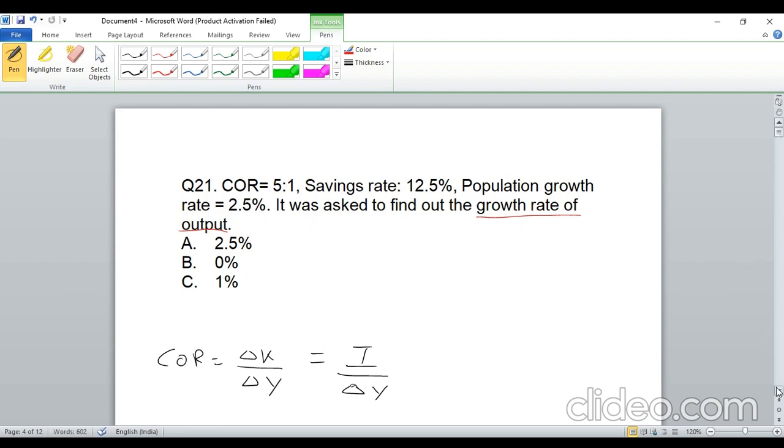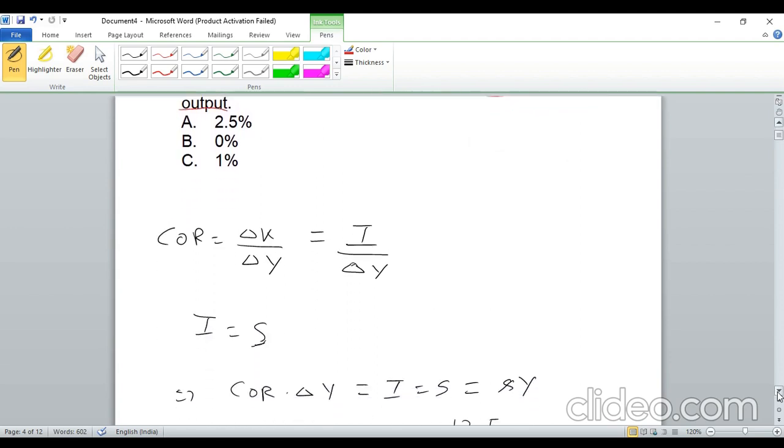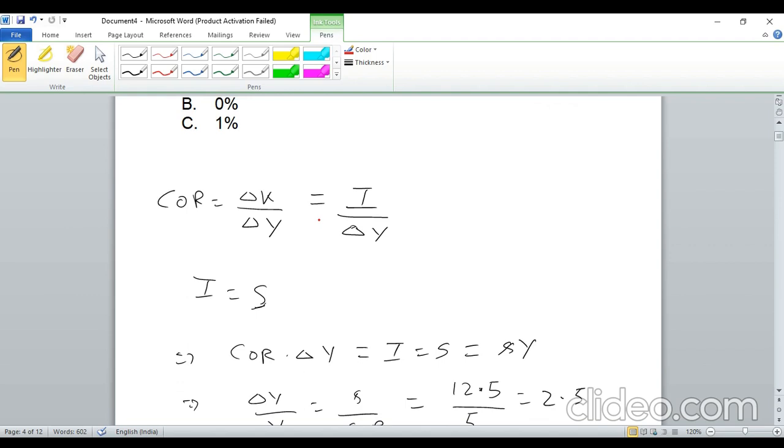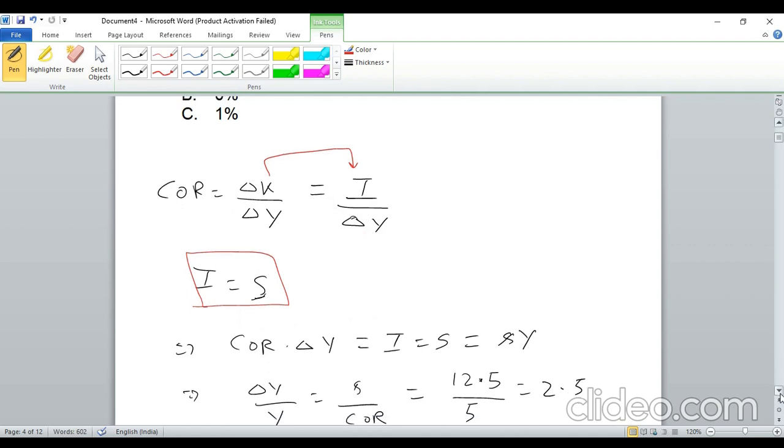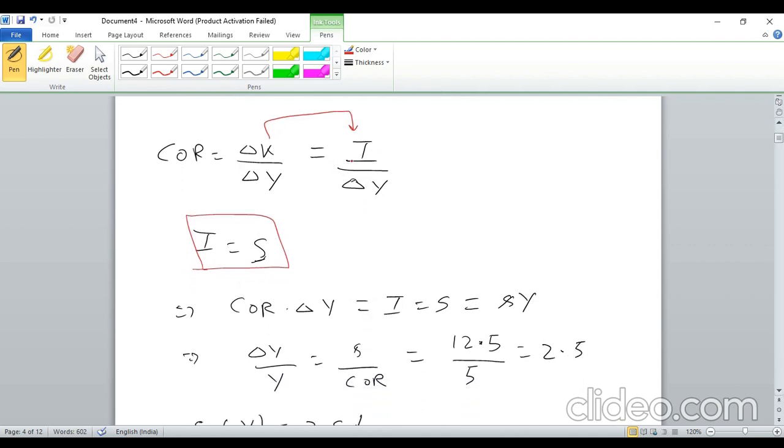So you can write the capital output ratio as delta K by delta Y. That is the change in capital by change in output. And change in capital, you can write as investment, because whatever the change in capital will be, that will be called the investments done. Now, so COR is equal to I by delta Y. And at equilibrium, we know that investments are equal to savings, right? So now what we can do is in the place of I, write S here. So then COR is equal to S by delta Y, right? Now let us take delta Y here. So COR into delta Y will be equal to I, and that is equal to S.